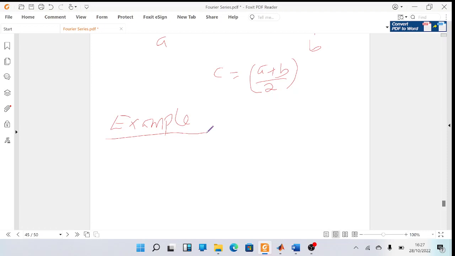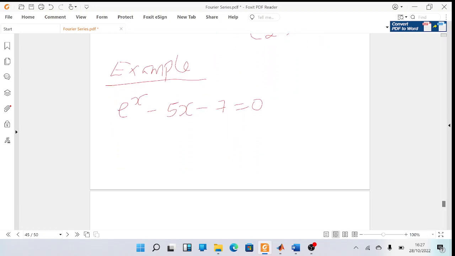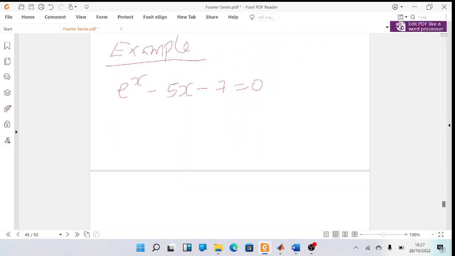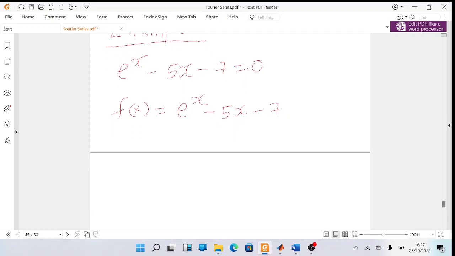So we want to find the root of the equation e raised to power x minus 5x minus 7 equals 0. Now we are going to start by searching the interval where we expect to find the root of this equation by applying the intermediate value property. So we say that our function here is e raised to power x minus 5x minus 7, and we are going to look for the positive root.